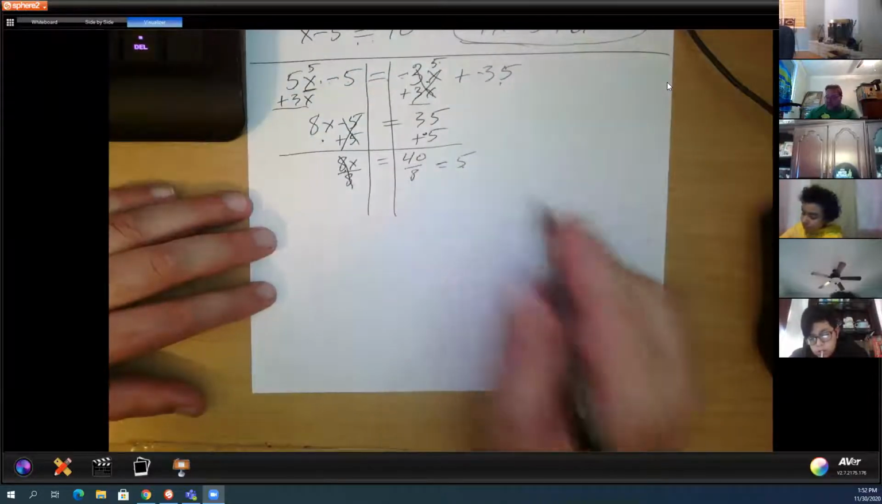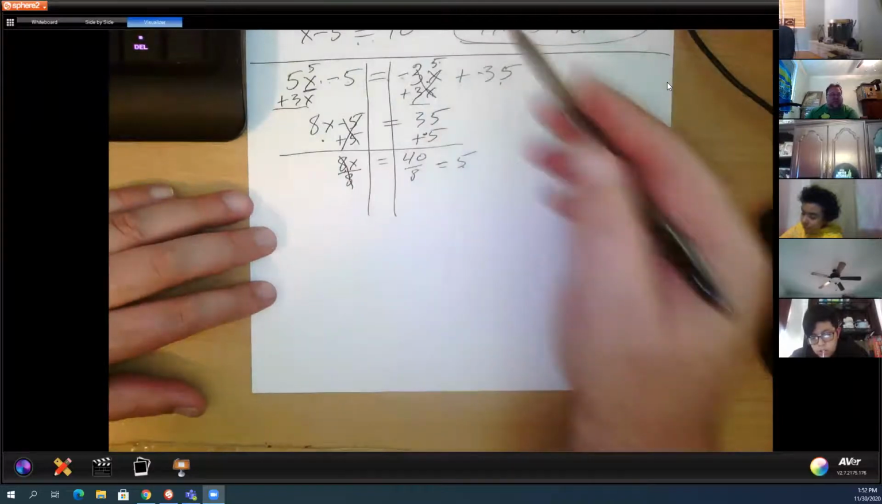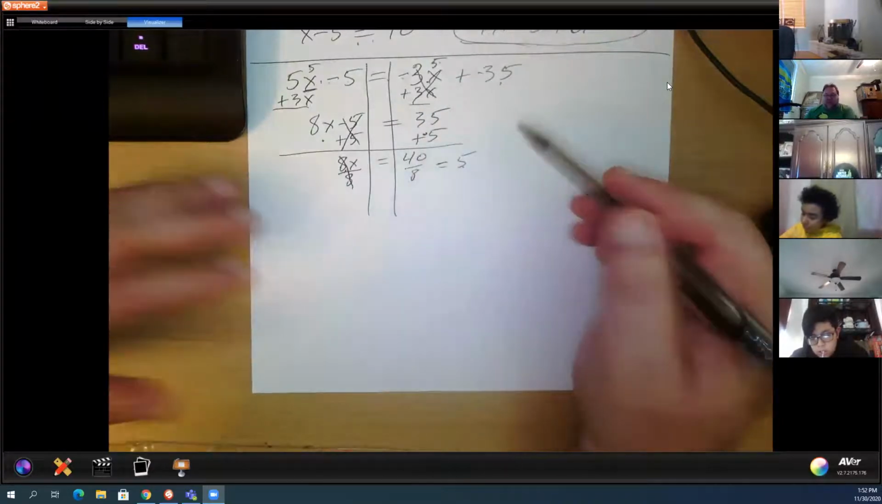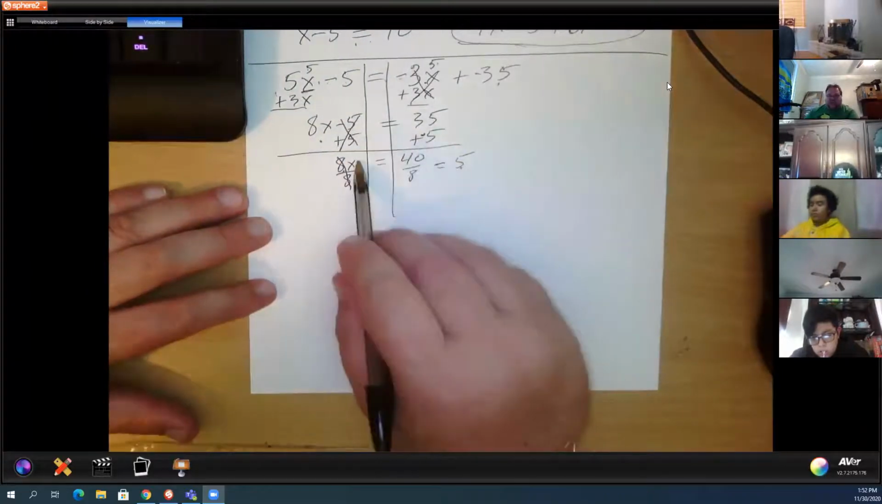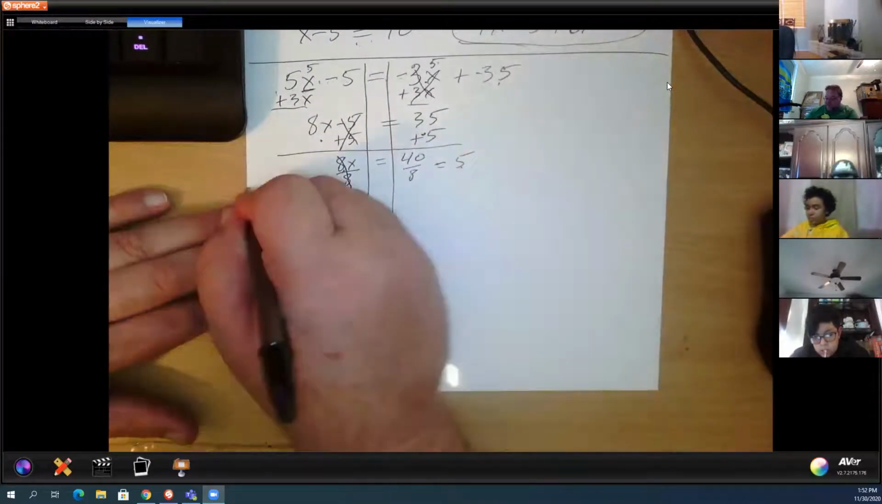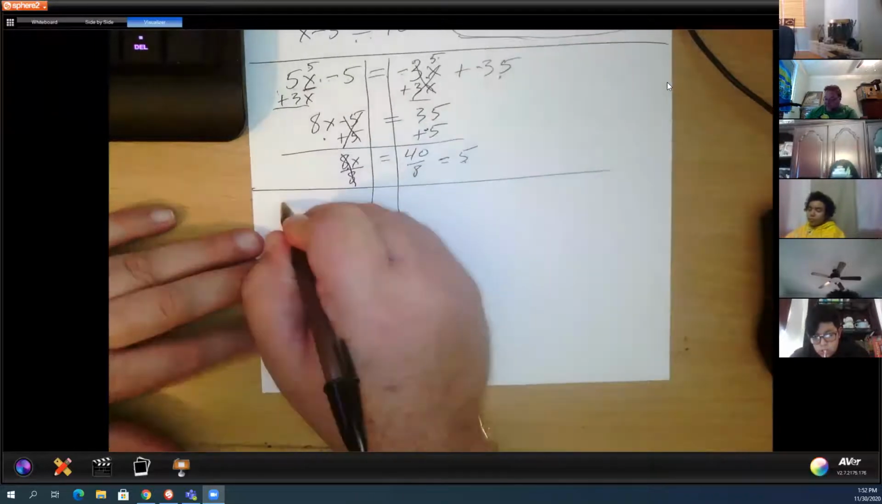Okay? So hopefully you can see how all these pieces that we've been working on for the last 2 to 3 weeks all kind of come together into showing us how to solve this multi-step equation. So let's look at another one.